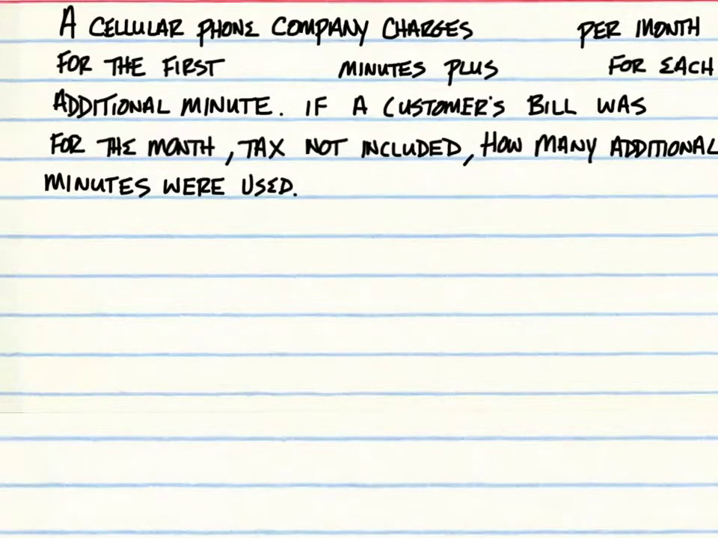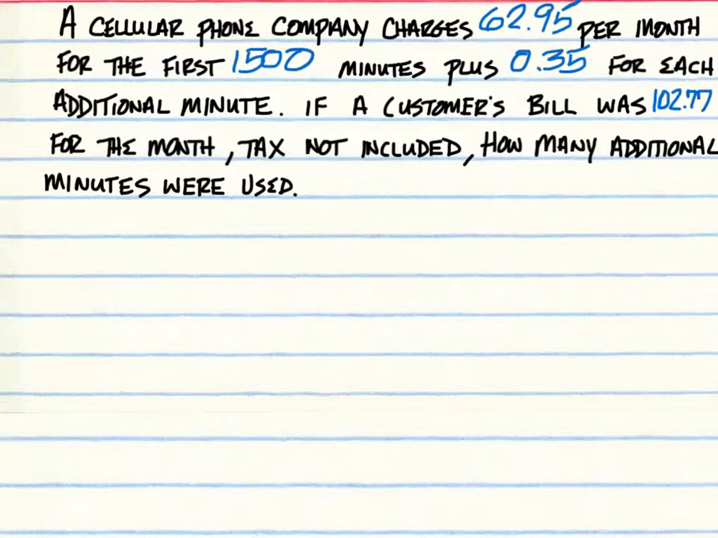A cell phone company charges $62.95 per month for the first 1,500 minutes, plus 35 cents for each additional minute. If a customer's bill was $102.77 for the month without tax, how many additional minutes did they use? Start with what was billed, which would be $102.77.